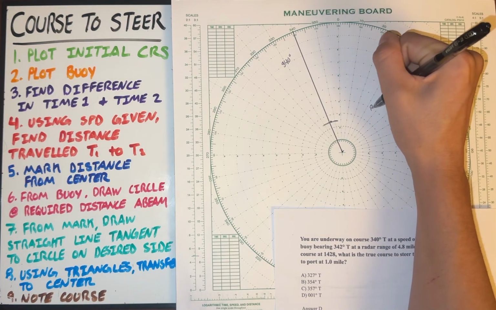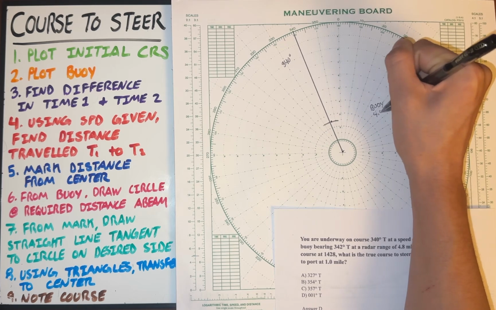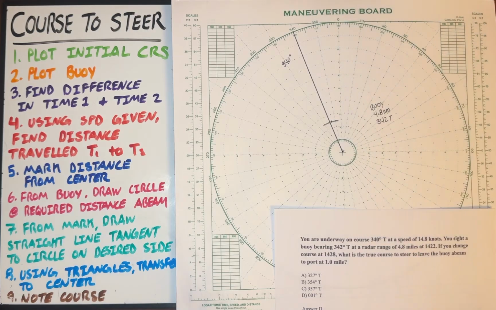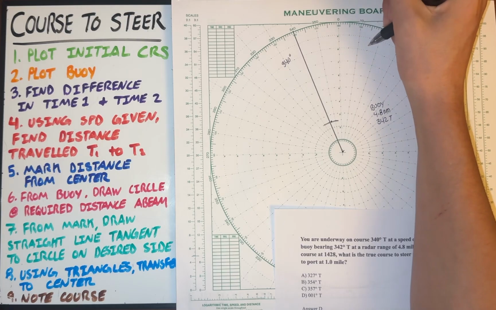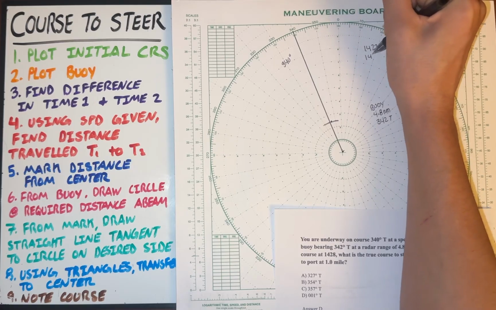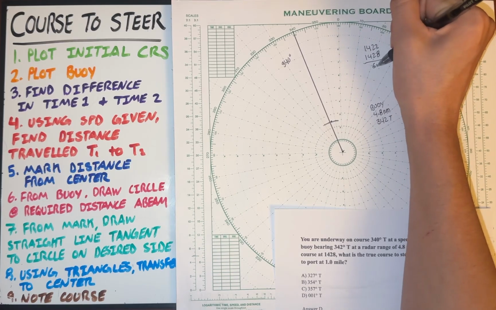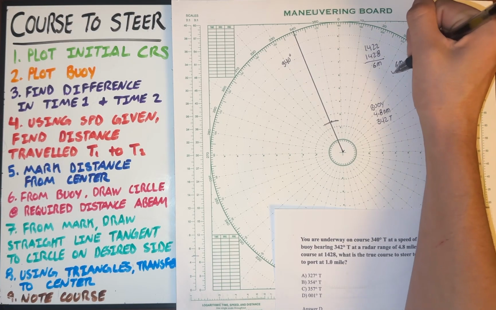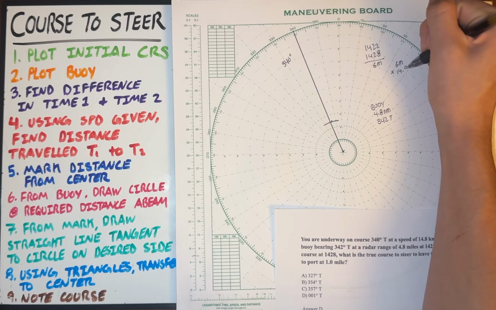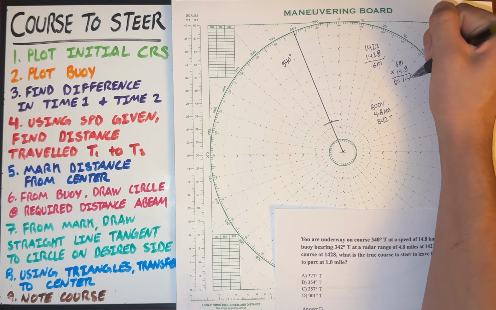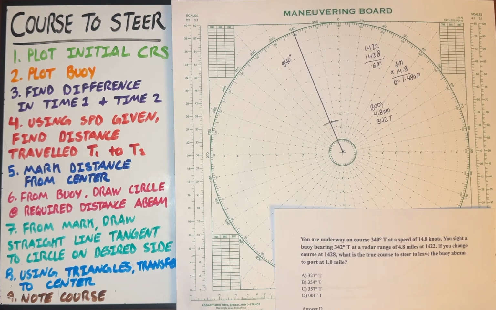Our buoy is 4.8 nautical miles at a bearing of 342 true. Now we want to find the difference in time 1 and time 2. We did that in the original diagram, but I'll do it here. 1422 to 1428 is 6 minutes. We'll then take 6 minutes, this is step 4, times our speed of 14.8 knots for a distance traveled of 1.48 nautical miles.